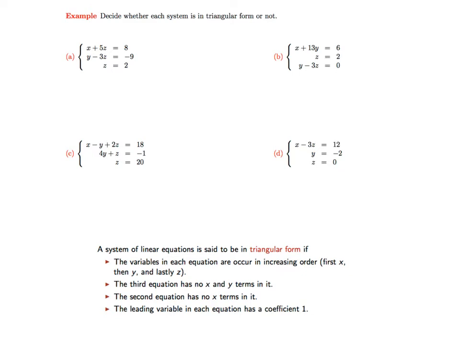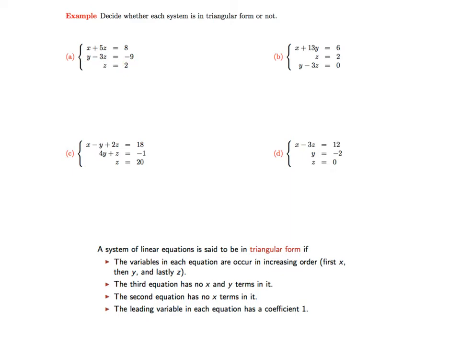So checking these conditions, starting with A, first we see that the first equation has x, no y, and then z; the second has no x, y, and then z; and the last equation has a z. So the first condition is satisfied. They are listed in increasing order in each equation. The third equation down here has no x and y's in it, so that checks out. The second equation has no x's in it, so that checks out.